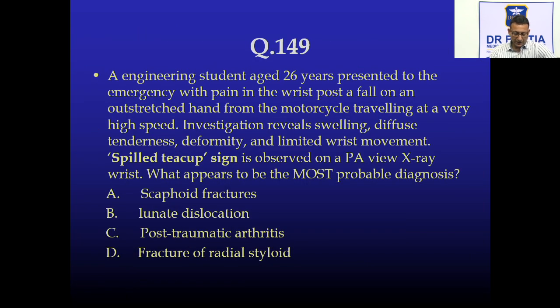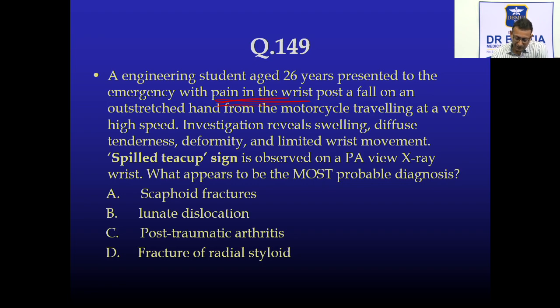So, next question is, an engineering student aged 26 presented to the emergency department with pain in the wrist post a fall on an outstretched hand from a motorcycle traveling at very high speed. So, he has got a fall on outstretched hand and he has got pain in the wrist. Fall on outstretched hand, pain in the wrist could be anything. It could be distal radius fracture, it could be distal radioulnar joint dislocation or subluxation, it could be a Galeazzi fracture dislocation or fracture of any of the carpal bones like scaphoid.